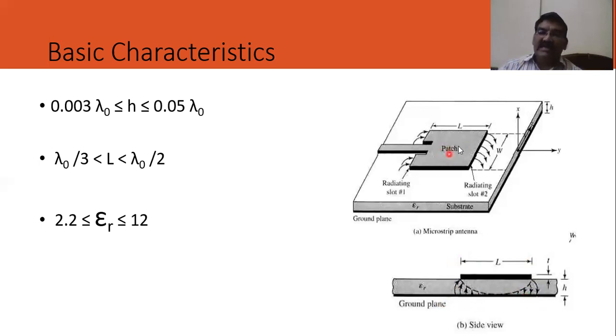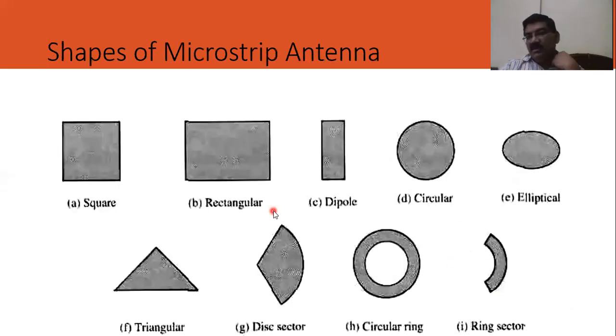This is called the rectangular patch antenna. This is the basic antenna. Now, what other shapes are available? There are various shapes available. Some of the shapes I have mentioned here. Rectangular is the general antenna, used for the basic calculation.